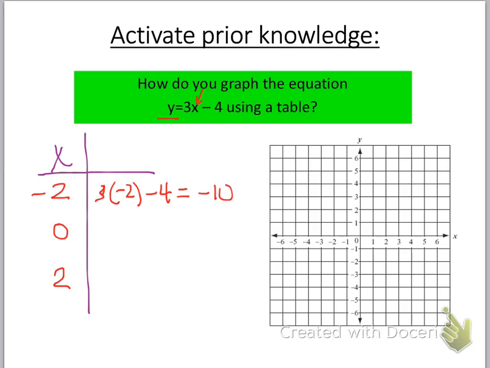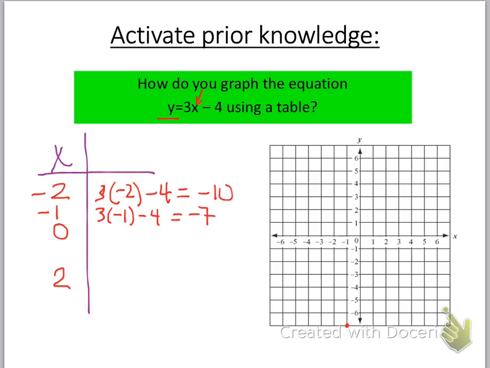I'm noticing that will give me the xy ordered pair of negative 2, negative 10, and that's going to be off of my grid. So I'm going to pick another value that will actually fit on my grid. I'm going to choose negative 1. 3 times negative 1 is negative 3, minus 4 is negative 7. That's a little bit better. It's just slightly off, but it will have to do. That's that spot right there. Oops, I made an X on accident. That's that spot right there.